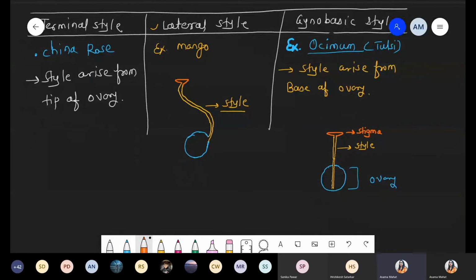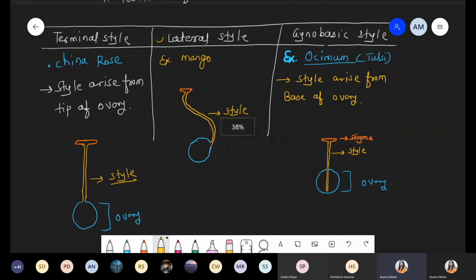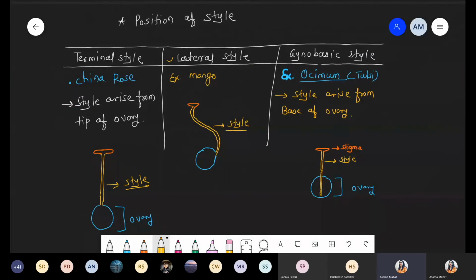Now these are the parts of the stigma. Then a long elongated tube-like structure, that is the style, and at the base there is the ovary. If you see, this is the ovary part, and from the tip of the ovary, from the terminal or apex position, is the origin of the style. So these are the three basic methods under the position of style: terminal style, lateral style, and gynobasic style. Got this point? It's very simple.